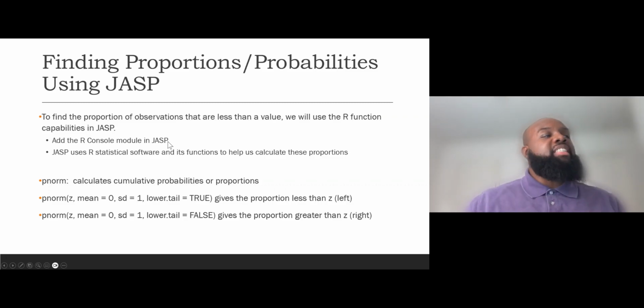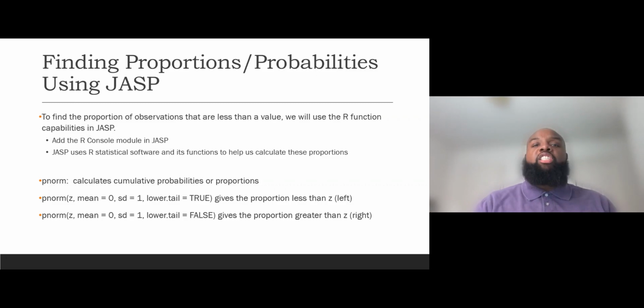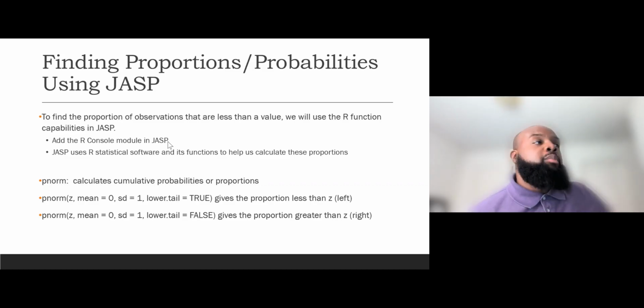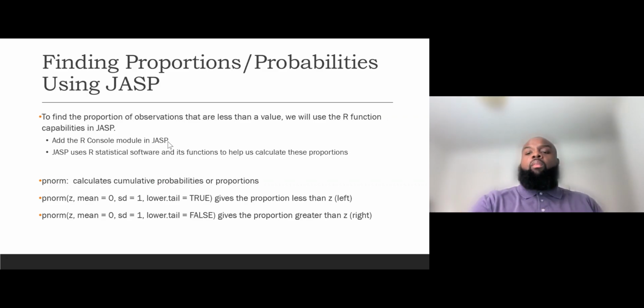Basically what this does is it uses our statistical software and its functions to help us calculate things. So we actually have access to R without actually downloading the program. It's included as part of JASP. We don't have all of the functionality and capabilities, or at this point I'm not aware that we do. But we have what we need to calculate probabilities or proportions from distributions.